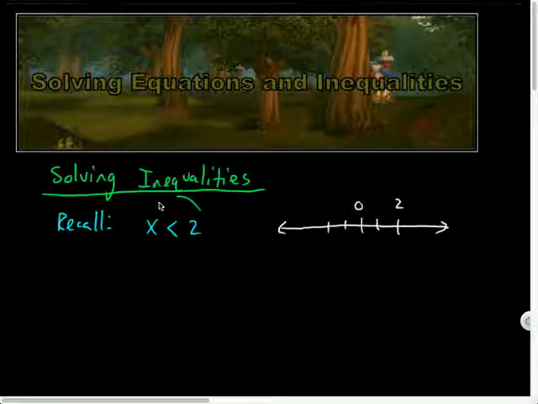What does this say? I said it just a moment ago. X is less than 2. So I'm referring to all points that are less, not including, but less than 2. So for instance, is 0 one of those points? Yeah, so 0 is hanging out in there. Is 1 one of those points? Yeah. Is 1.5 one of those points?